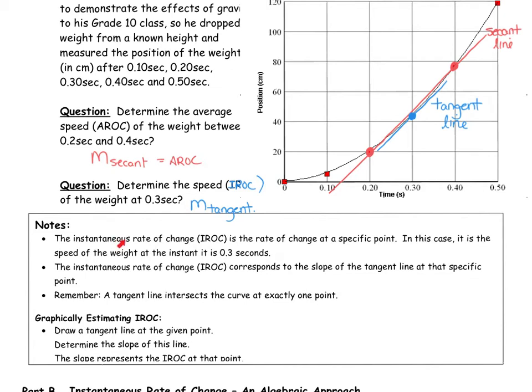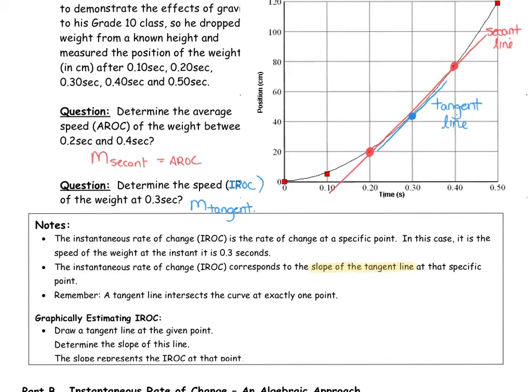So first of all, the instantaneous rate of change, or the IROC as we call it, is the rate of change at a specific point. In this case, it would be the speed of the weight at the instant 0.3 seconds, as we said. The IROC corresponds to the slope of the tangent line, so we're going to want to highlight that, okay? The IROC is the slope of the tangent line at exactly that one specific point. And so the idea with drawing that tangent line is it intersects the curve at just that one point.